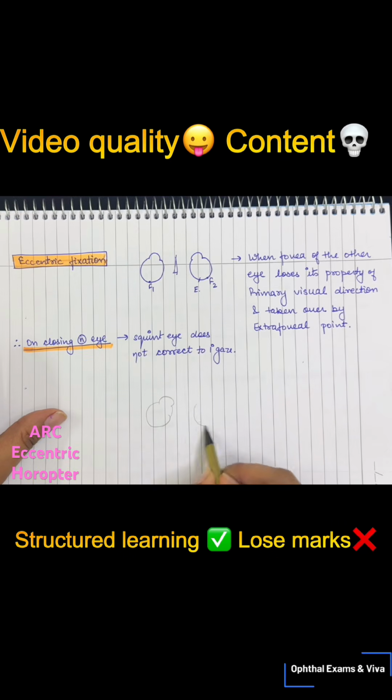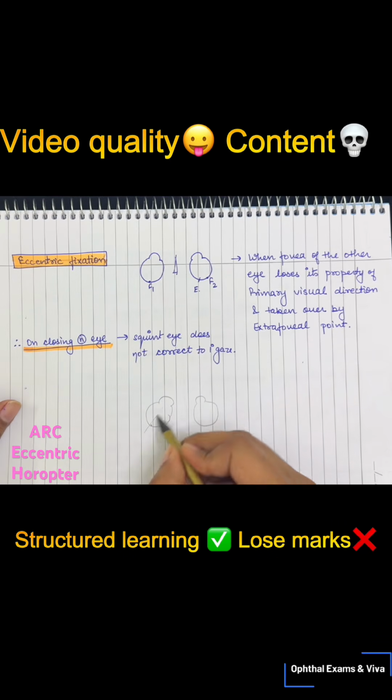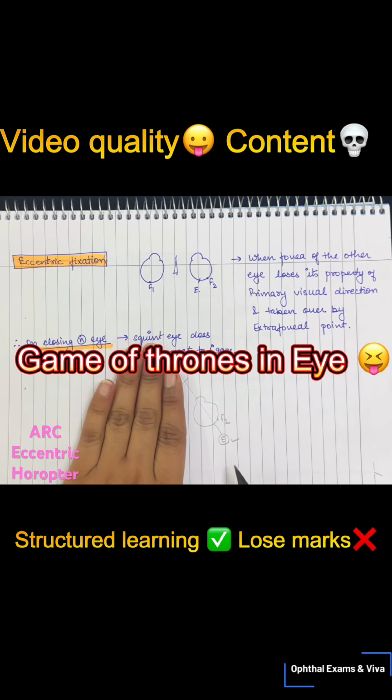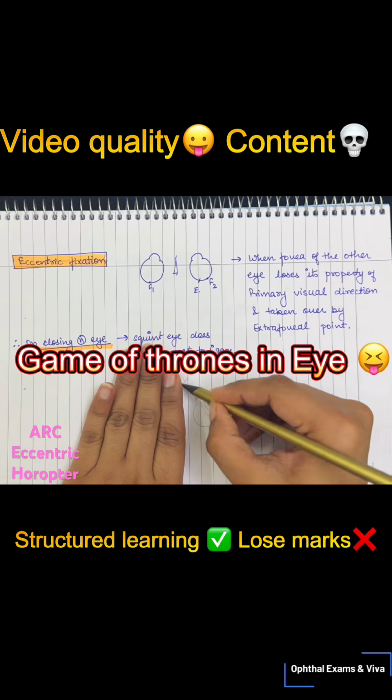So anomalous, we just discussed, please don't go by my diagrams, right? So the image on f1, when seen with both the eyes, instead of falling on f2, the extra foveal point has this power. So when I blocked this, this power is given back to the fovea point and the eye will take its primary position.